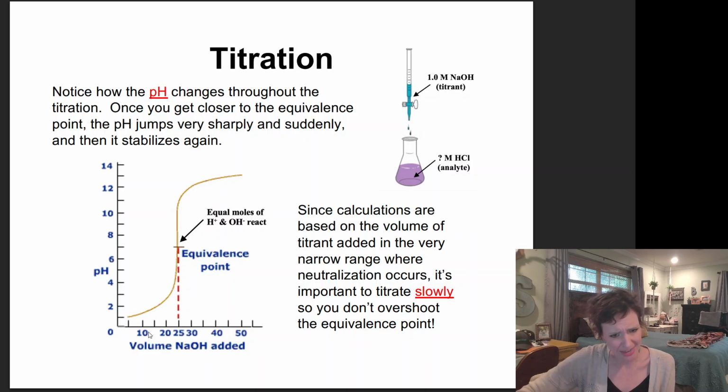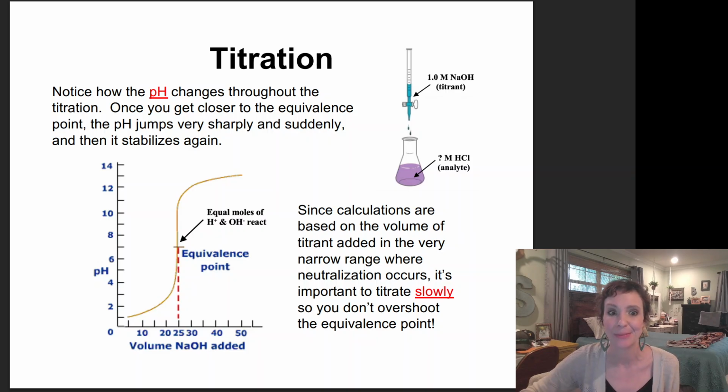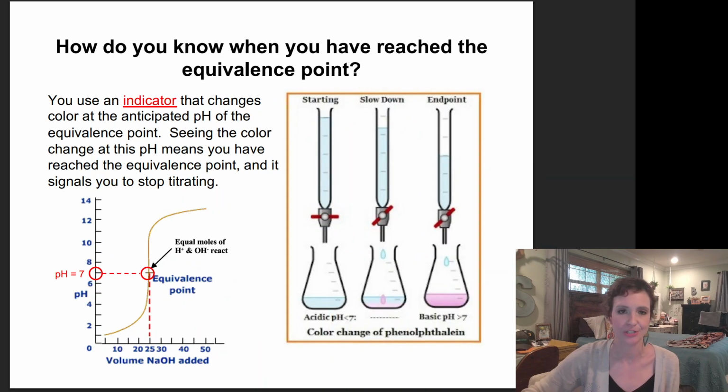So if this is tracking over time how much sodium hydroxide I'm adding, the difference between like 20 and 30 in terms of pH is a giant jump. So this could be looking at the difference between a drop or two, which is why we need a burette as the equipment for adding something very, very slowly. So we want to make sure that we don't overshoot and go too far and miss our equivalence point, because then our calculations will be wrong.